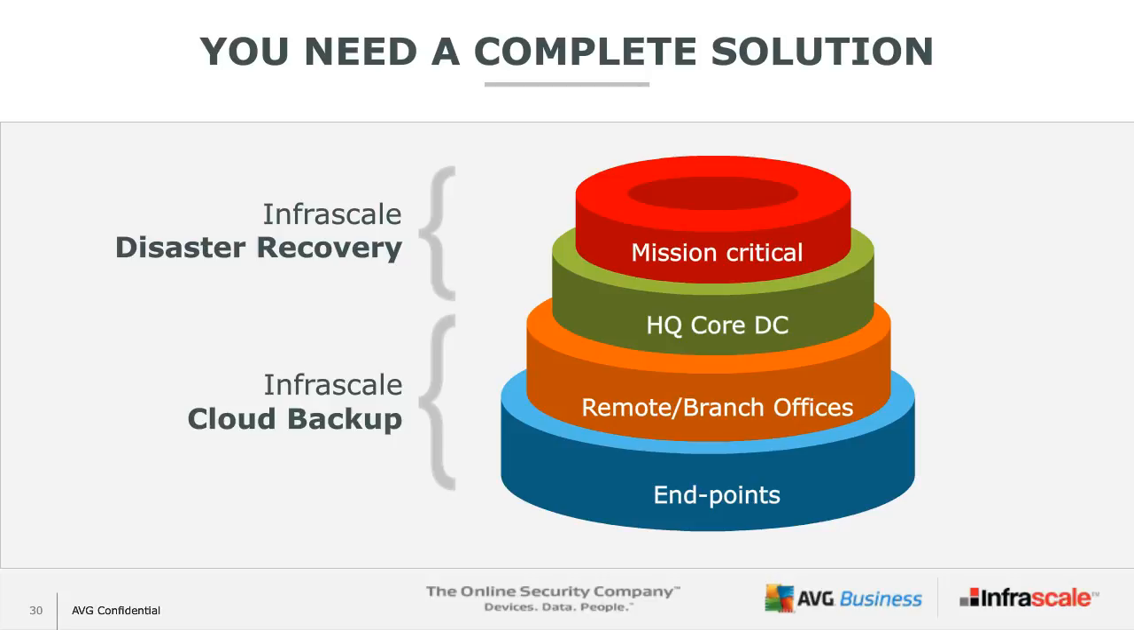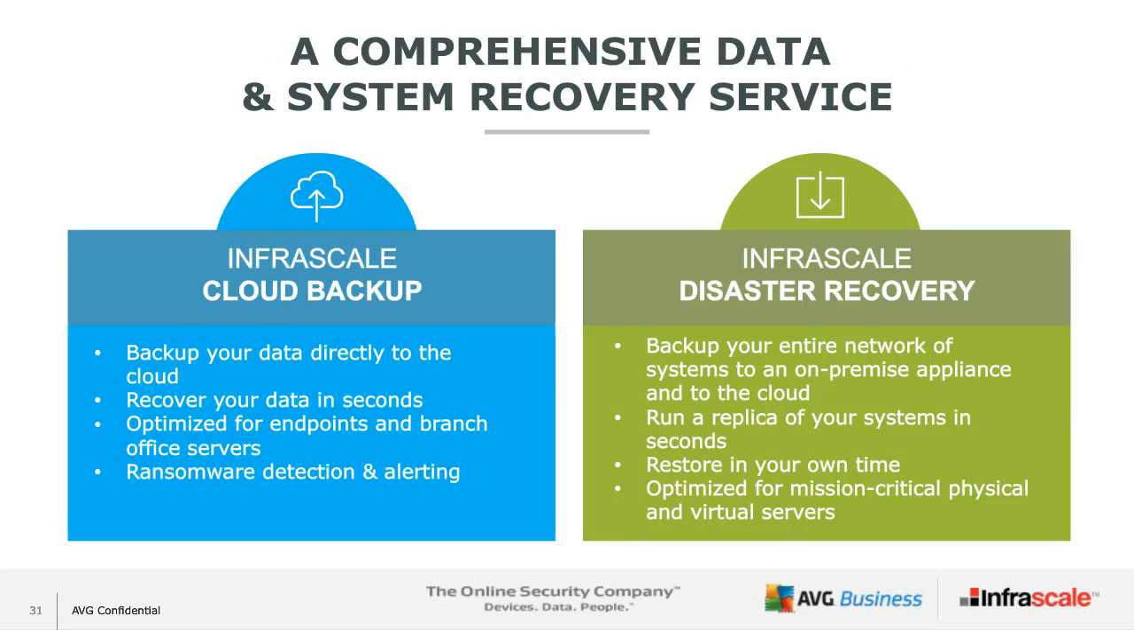And so here's some other key points about the two solutions. For cloud backup, this is a less expensive product, but it has unlimited version history, unlimited snapshots, built-in encryption, and that all-important anomaly detection to help you figure out when you're infected by ransomware. And then Infrascale disaster recovery in the green, this is all about backing up your entire network, all your servers, where we will snapshot and send a replica to the cloud so that if you were hit by flood, fire, famine, or ransomware, we can bring back your entire operation almost instantly.